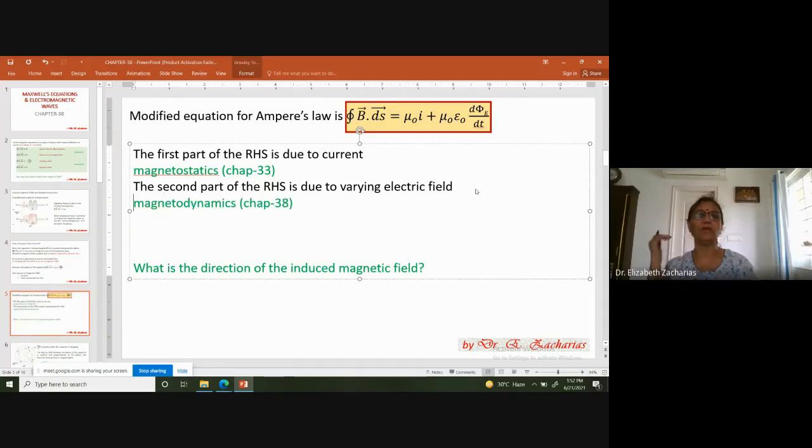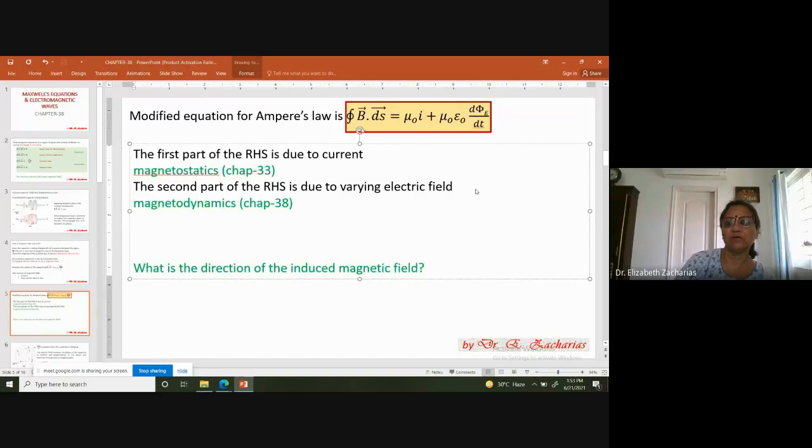And the first part is magnetostatics. The second part is magnetodynamics. Like the first part, electric field because of charge was electrostatics. Then electric field because of changing magnetic field is electrodynamics. Similarly, here you have magnetostatics and you have magnetodynamics.